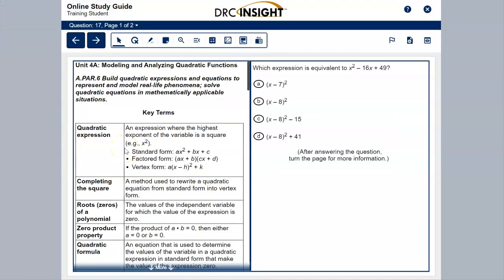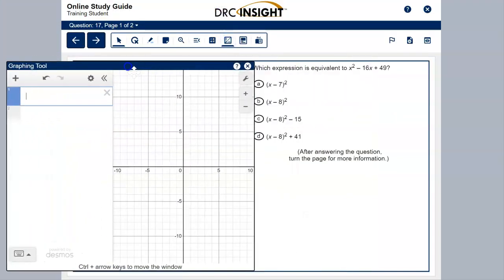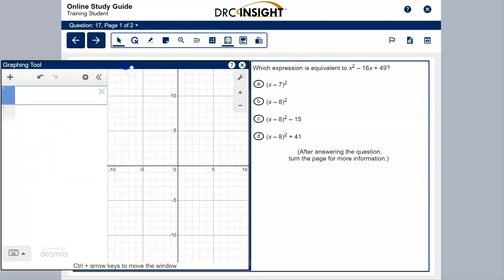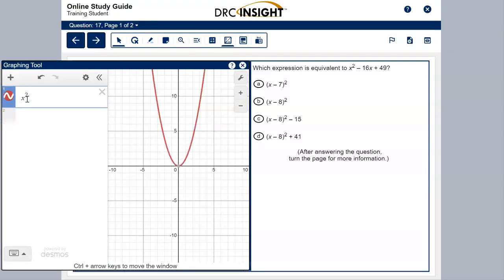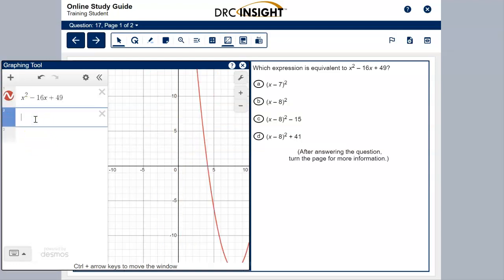We are now on item 17, and we're going to use the same strategy. So click the button that says Graphing Tool, and let's move it over. We're going to type the original expression in the first row, so x squared minus 16x plus 49, and then we're going to type our answer choices on the next row.